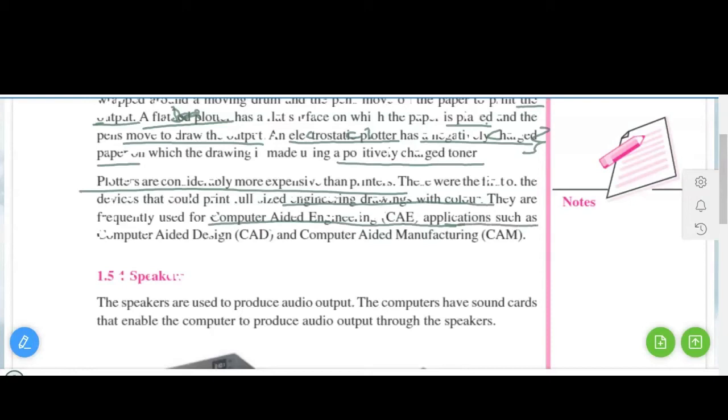Applications such as CAD, CAE, computer aided manufacturing, all these things. For big computer drawings, you can use these plotters. So this is another output device that is used for displaying the output.